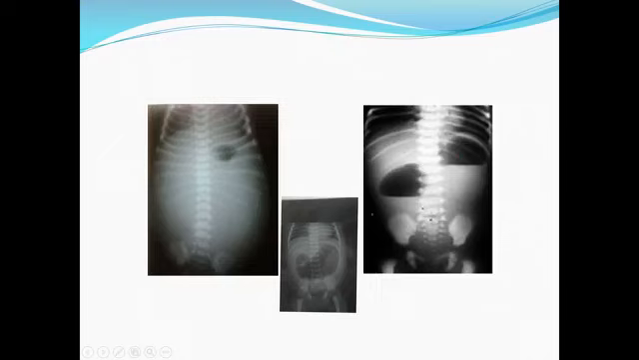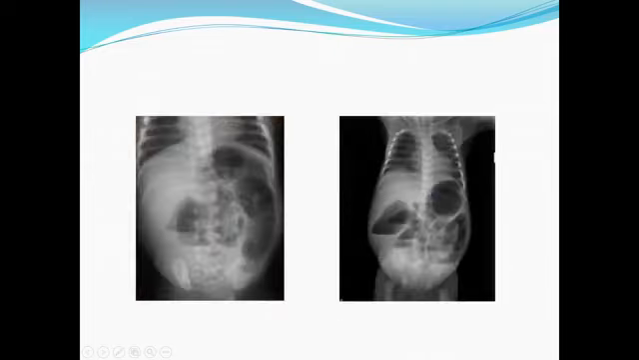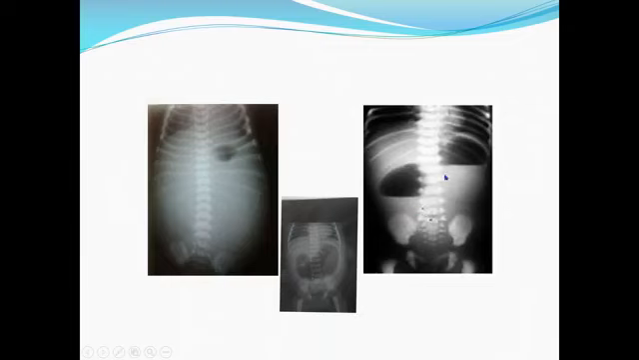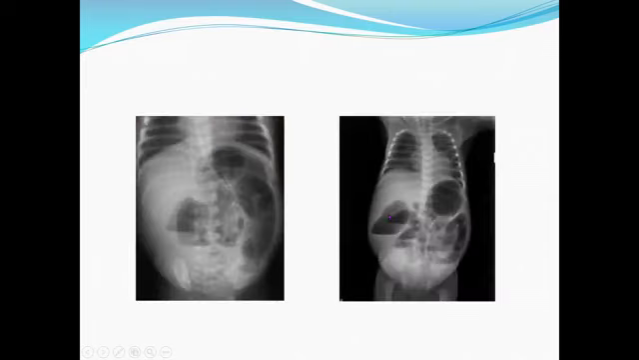If there is multiple bubble gas shadow, it is jejunal atresia. If it is double bubble, it is confirmed duodenal atresia. And there are some multiple bubble shadows here, which reflect jejunal atresia.